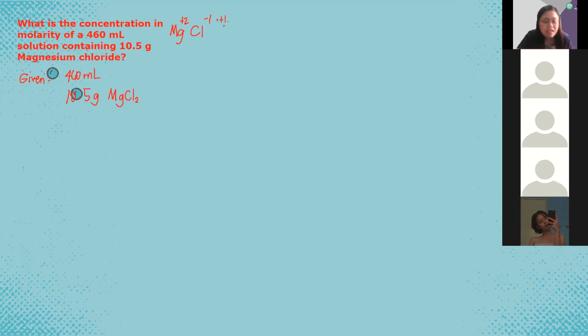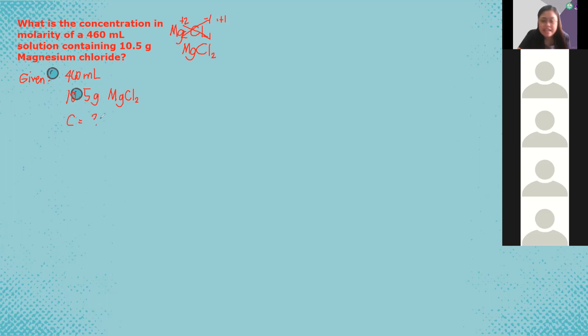So if it is not equal to 0, you have to do the crisscross. So you have here 1 for magnesium, no need to write 1 though. But for chloride, you have the subscript na 2. So I hope tama yung chemical formula nyo dyan. So magnesium chloride. So what is asked in the problem?